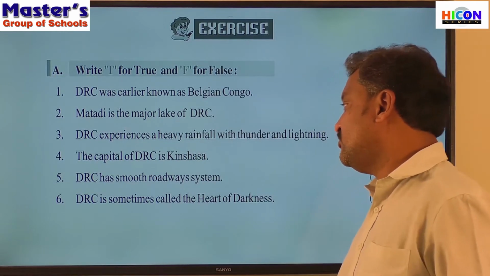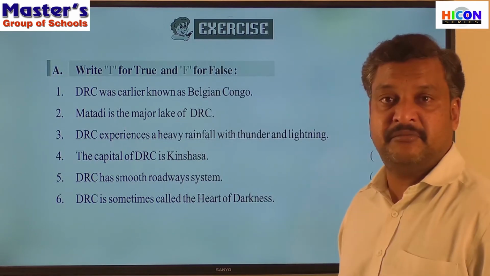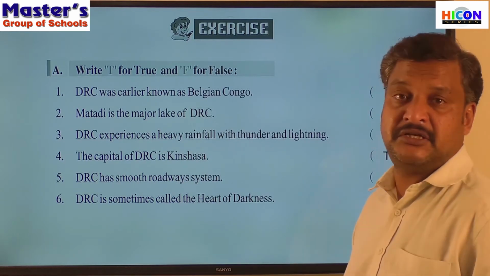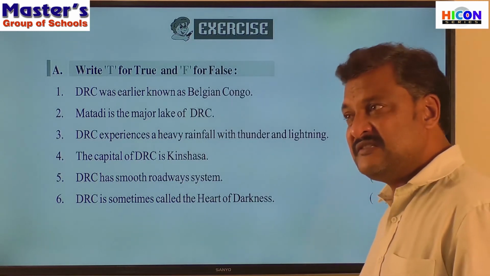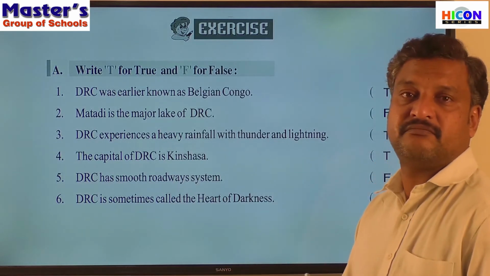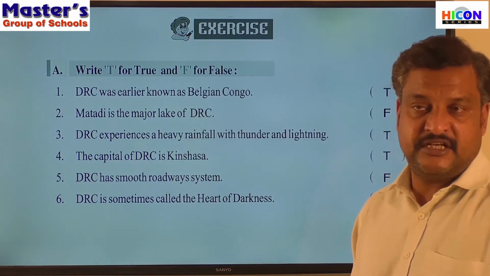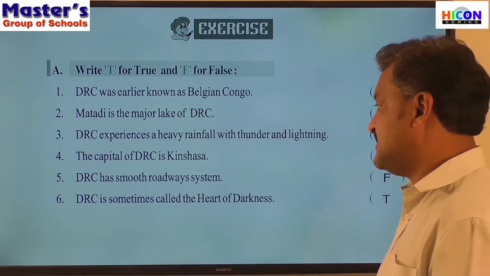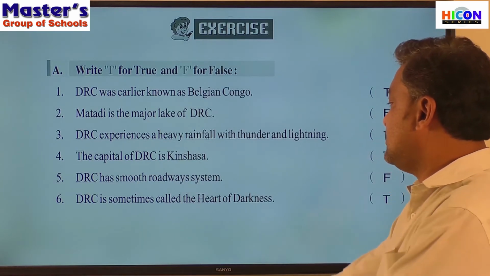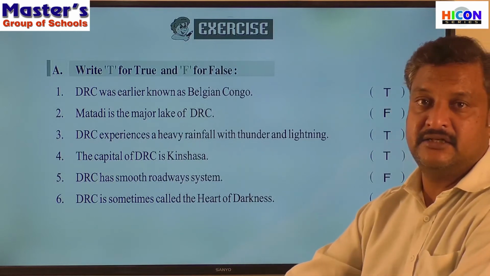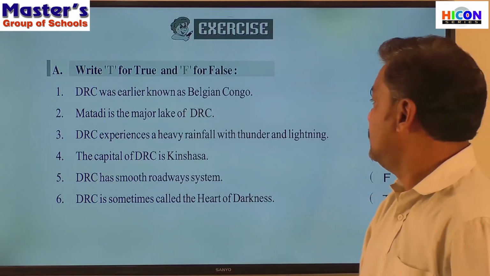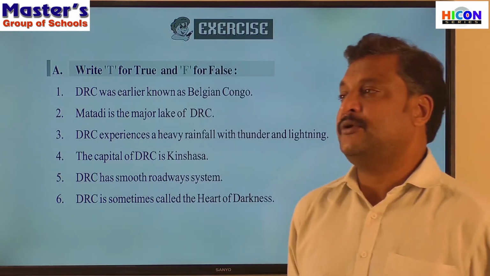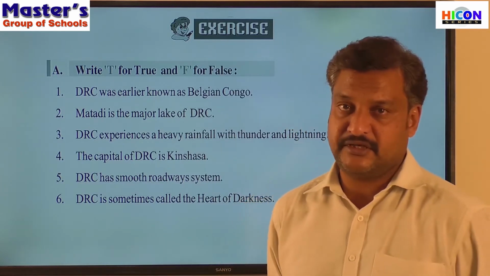DRC has a smooth roadway system is a false statement because with a lot of rivers, canals, tributaries and all, and with a very sparse population, it's quite difficult. What they have is a well-established waterway system. DRC is sometimes called the heart of darkness is again a true statement. Now I will keep the screen the same for another minute so that you can read these sentences once again.